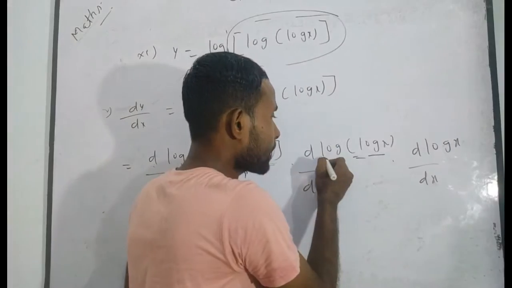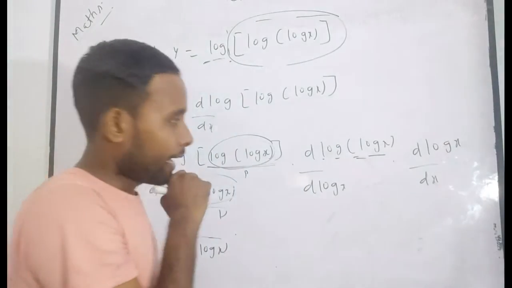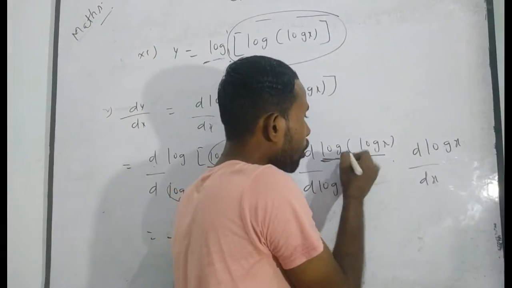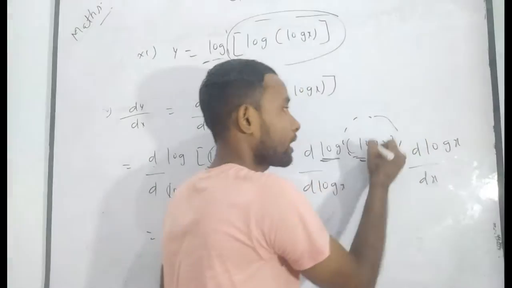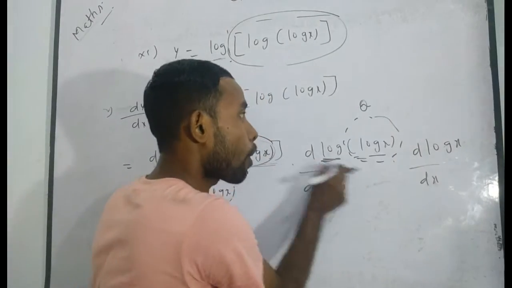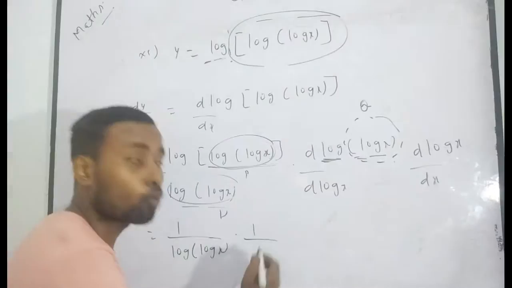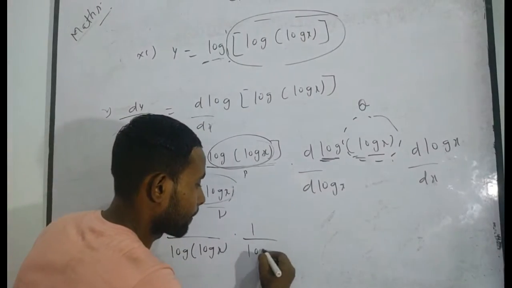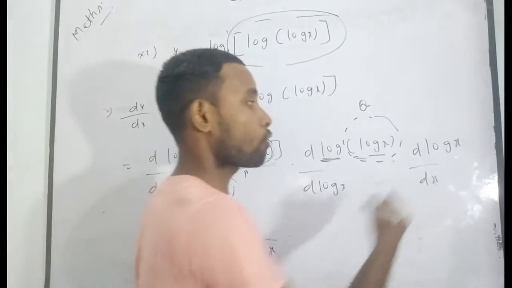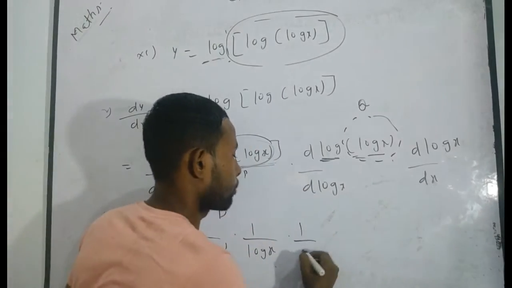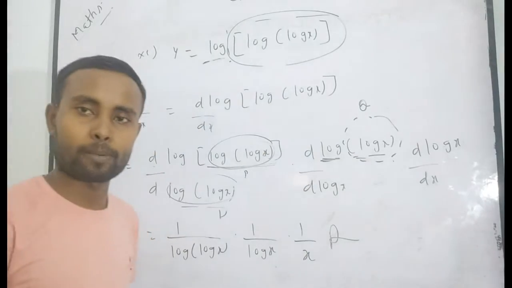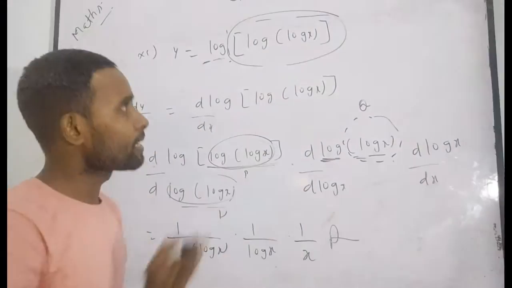Now this is again log. This is the outer function. And you have to differentiate this log with respect to this term. Suppose that this is q. Derivative of log q with respect to q will be what? 1 upon q. What is q? q is log x. Into, now we have to differentiate log x with respect to x, which will be 1 upon x. I think you understand. You can leave it here.